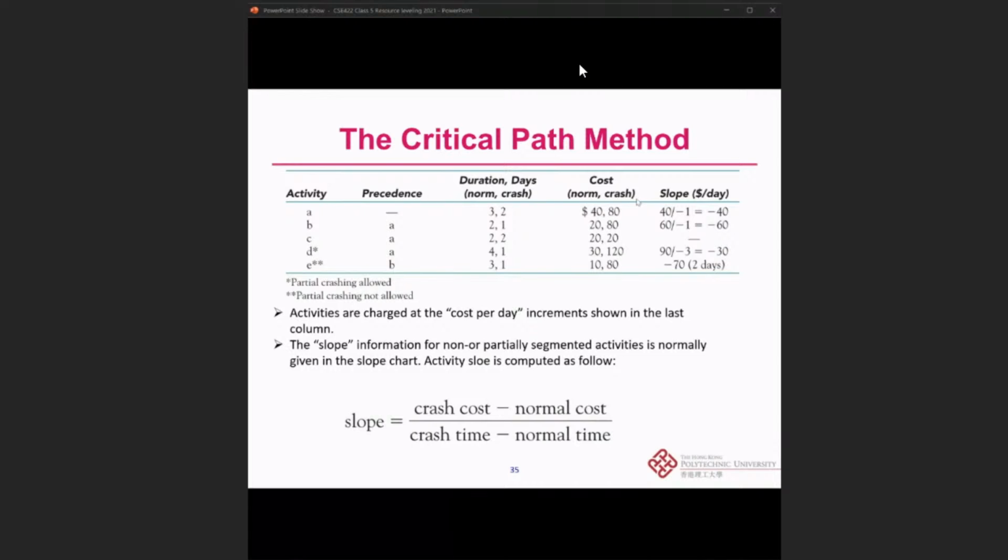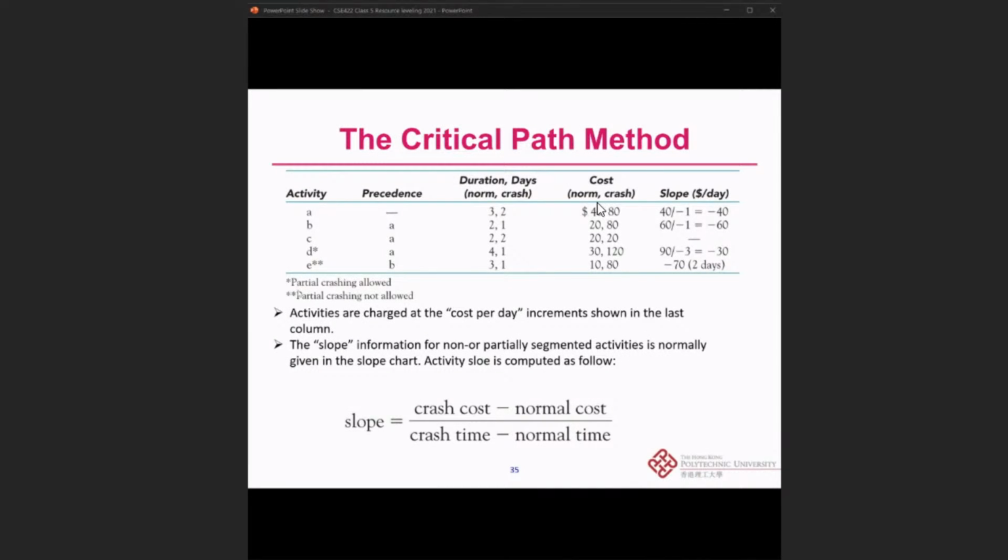We are going to calculate this slope as 80 minus 40 divided by 1. We will know that this is the additional cost that we need to pay if we want to crash activity A from 3 days to 2 days, which is $40 per day here. It's the same thing for activity B. If we want to crash it from 2 days to 1 day, we need to pay 80 minus 20, which is equal to $60 for crashing this activity B for 1 day.